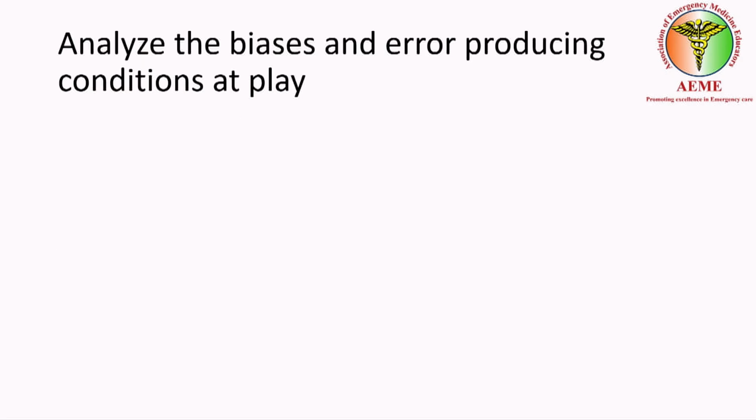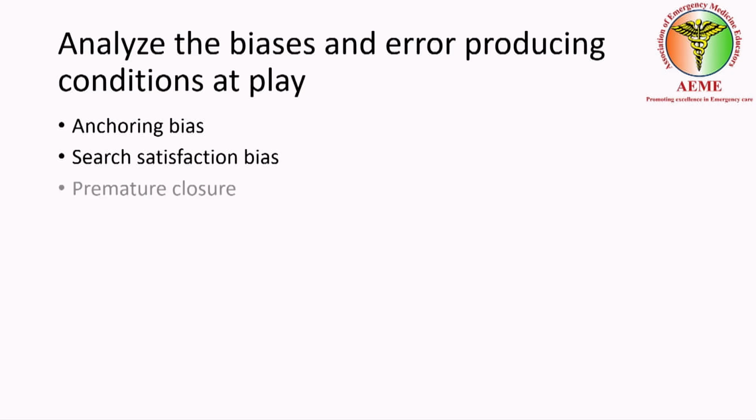Now, if we analyze what the biases at play were here, obviously there was anchoring bias. We did not think about broad differentials. We fixated on hypoglycemia. Again, search satisfaction was present. We got satisfied because we got an answer to our altered mental state. It was hypoglycemia, so we got satisfied there, and that itself was a bias. Then there is premature closure as well.